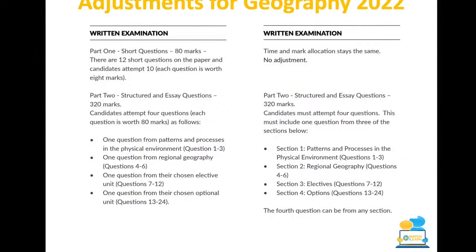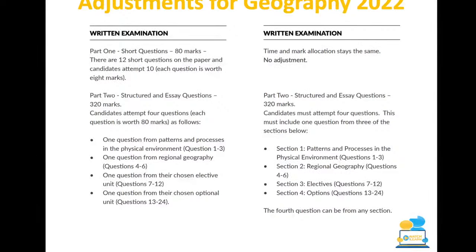So it could be your option and just answer the paper like normal, or you could leave out your option. You could do 2 physical, 1 regional, 1 elective, or you might want to do 1 physical, 1 regional, 1 elective, 1 option, or maybe you want to do 2 physical, 1 elective, 1 option, leave out regional. So you've got a great choice in the 2022 paper. It's fantastic, and students should take advantage of this choice that you have. Okay, so your 4th question can be from any section.